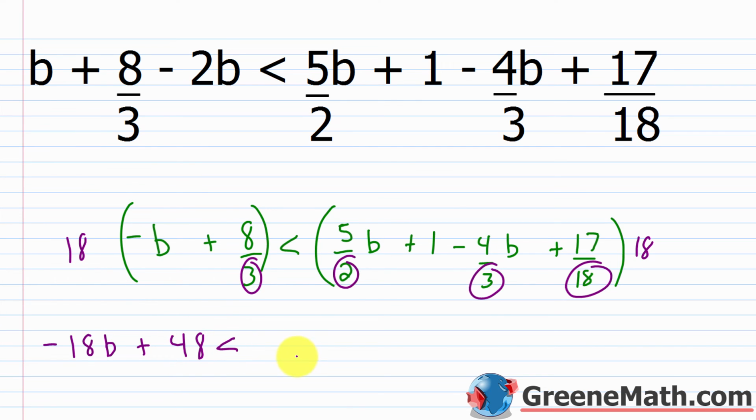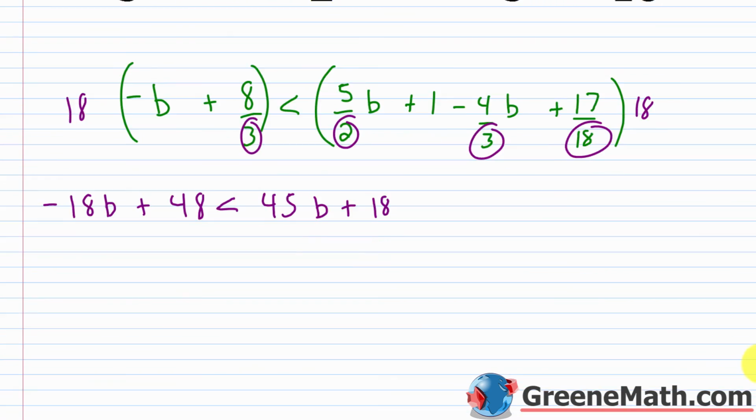This is less than, if I have 18 times 5/2, 18 would cancel with 2 and give me 9. 9 times 5 is 45. Then times b plus 18 times 1 is 18. Then we have 18 times negative 4/3 b. We know that's negative. 18 divided by 3 is 6. 6 times 4 is 24. So minus 24b. Then lastly, plus 18 times 17/18. 18s would cancel. You just have 17.